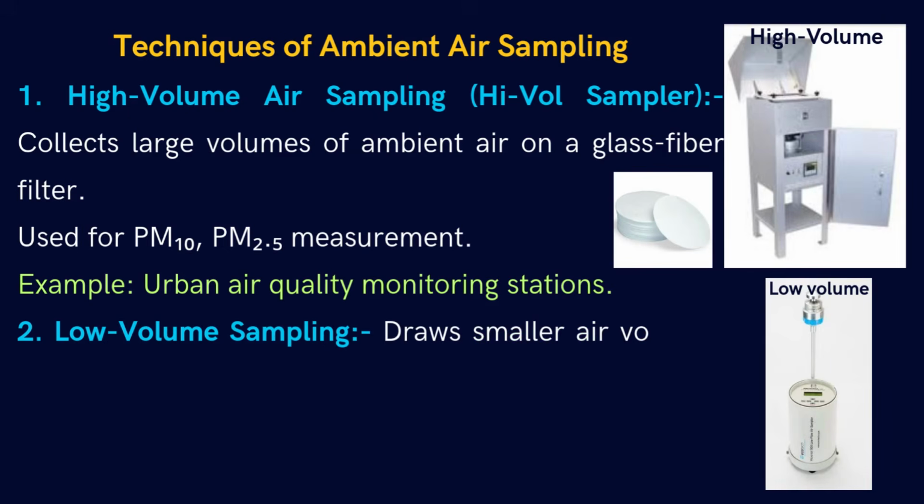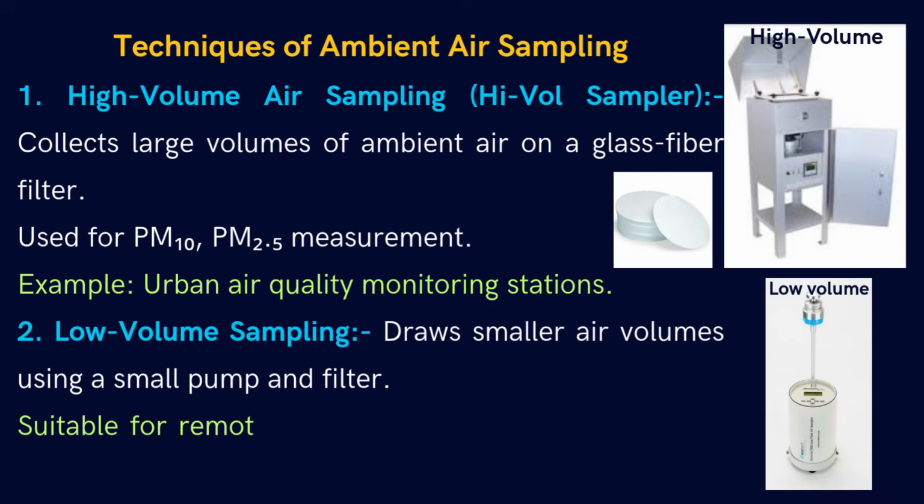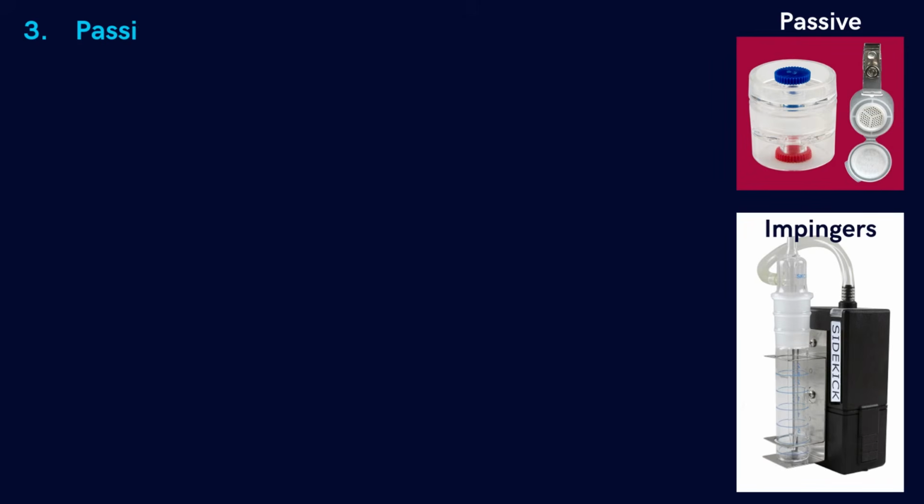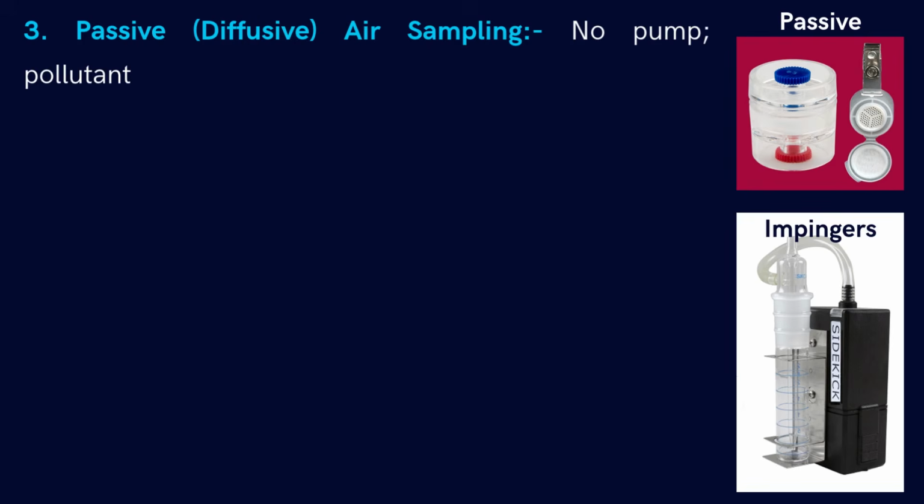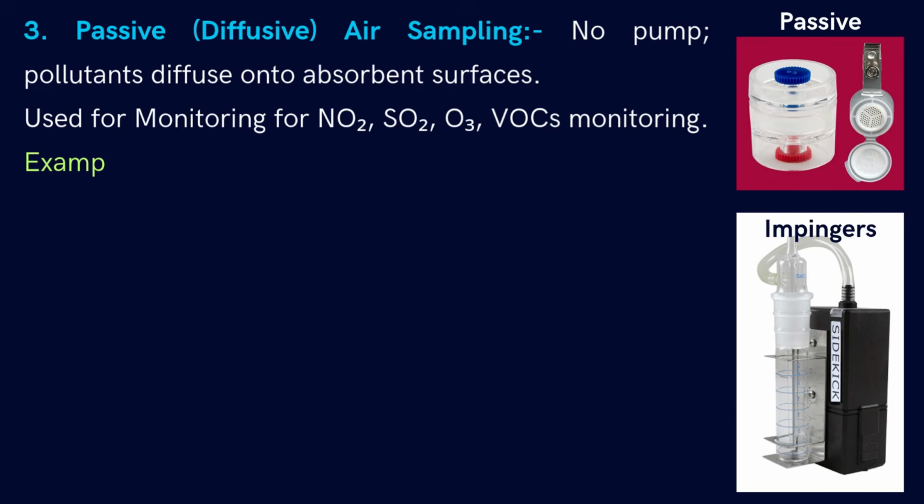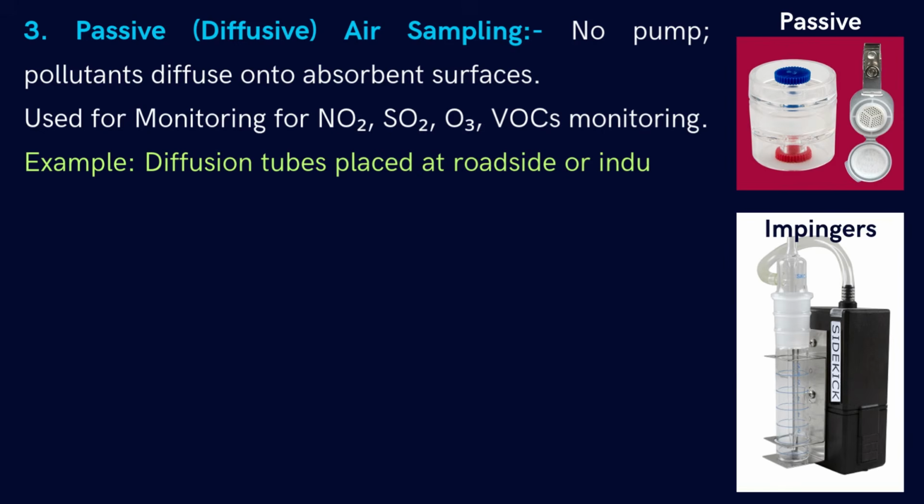Second one is low volume sampling. Draws smaller air volumes using a small pump and filter. Suitable for remote or rural areas with low particulate concentration. Third type is passive, diffusive air sampling. No pump, pollutants diffuse onto absorbent surfaces. Used for monitoring of NO2, SO2, O3 (ozone), volatile organic compounds. Example: diffusion tubes placed at roadside or industrial sites.